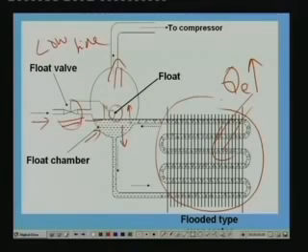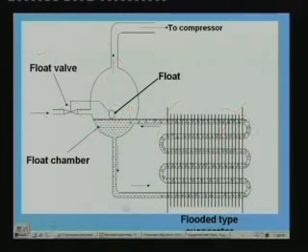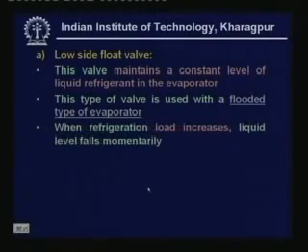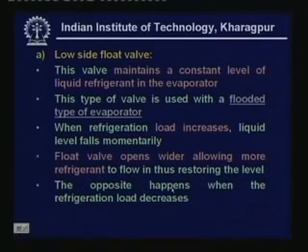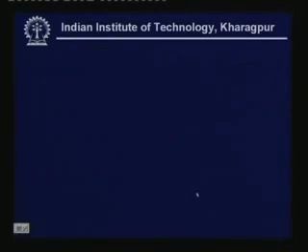When the load falls and the level rises momentarily, then this float will move up. Once the float moves up, this valve will be closed, not fully, but the opening becomes narrower. Once this opening becomes narrower, less refrigerant enters into the float chamber, and again the level is restored. So this is what I have explained. When refrigerant load increases, liquid level falls momentarily. Float valve opens wider, allowing more refrigerant to flow, thus restoring the level. The opposite happens when the refrigerant load decreases.